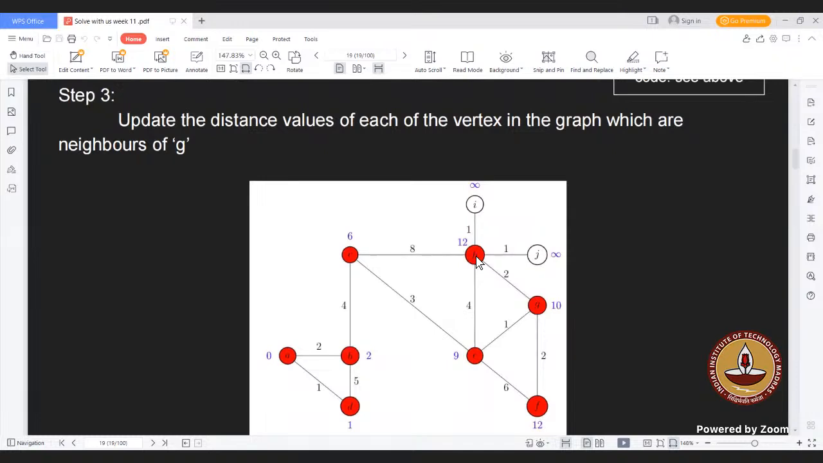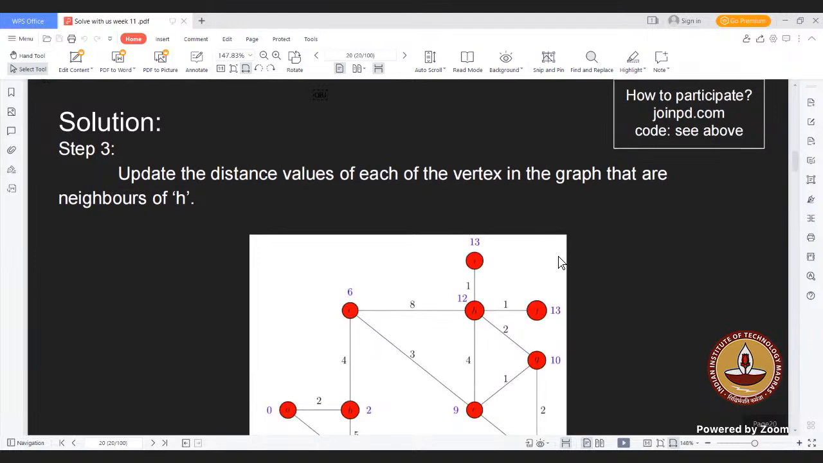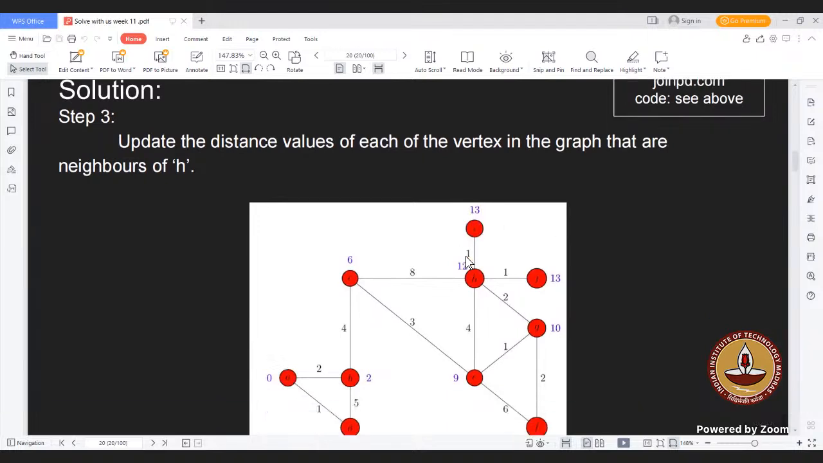Okay. But what is the question which is asked? The shortest distance between A and J only, right? So what will happen if we go from H to J? It will be 13, right? And even this will also be 13. So both of them will be 13.